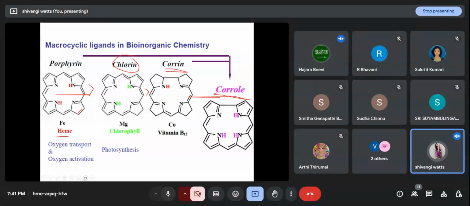But as you go from porphyrin to chlorin, you will see double bond, single bond, double bond, single bond. Here it should be a double bond, but here it is a single bond. It means conjugation has broken here, right?